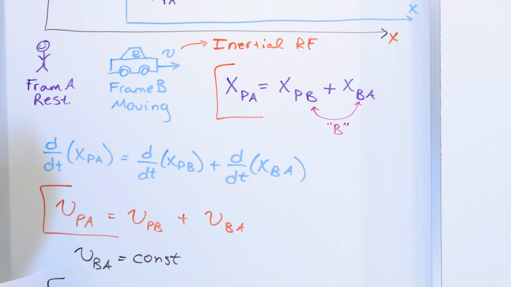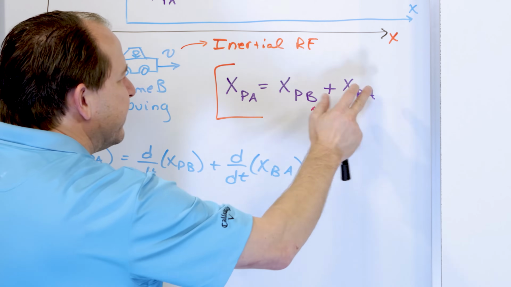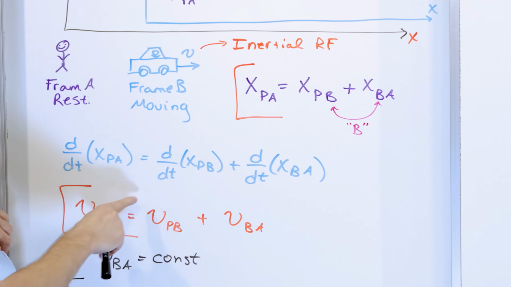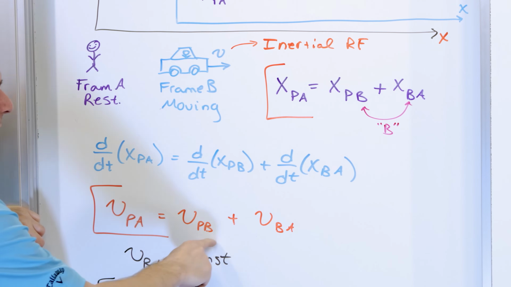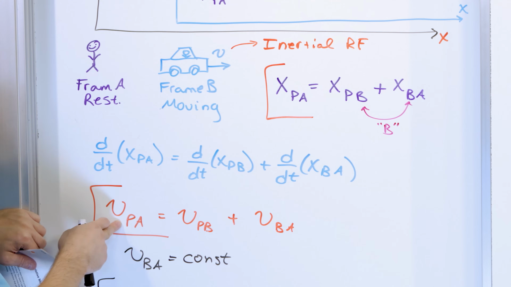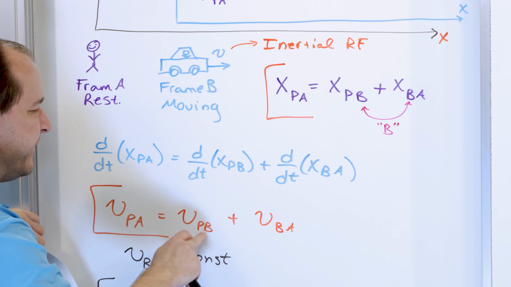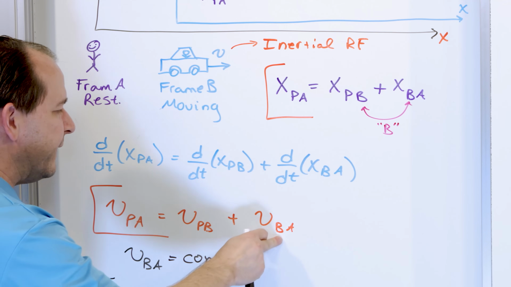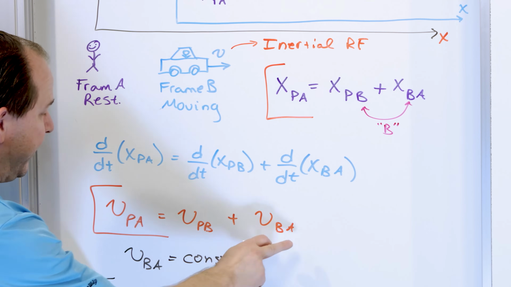All right. Now, we said we can take the derivative of this and turn these positions into velocities. So this becomes the velocity PA, this becomes the velocity PB, and this becomes the velocity BA. And so this is what I was saying. The velocity of some event as measured by the stationary observer is equal to the velocity of the event as measured by the moving observer, plus how fast the moving observer is moving relative to the ground, to A.